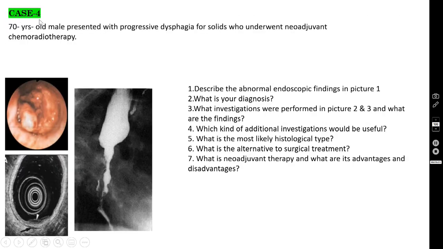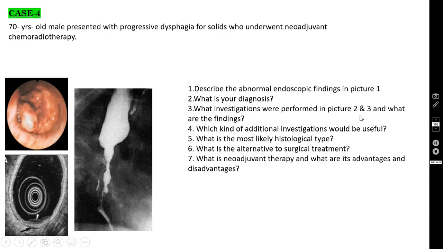Coming to case number 4, a 70-year-old male presented with progressive dysphagia for solids, who underwent neoadjuvant chemoradiotherapy. So describe the abnormal endoscopic finding in picture 1. This is an upper GI endoscopy. You are seeing a cauliflower growth, an ulceroproliferative growth, almost occluding the whole lumen of the esophagus. What is your diagnosis? Benign tumor is not common in the esophagus, so this should be esophageal carcinoma.